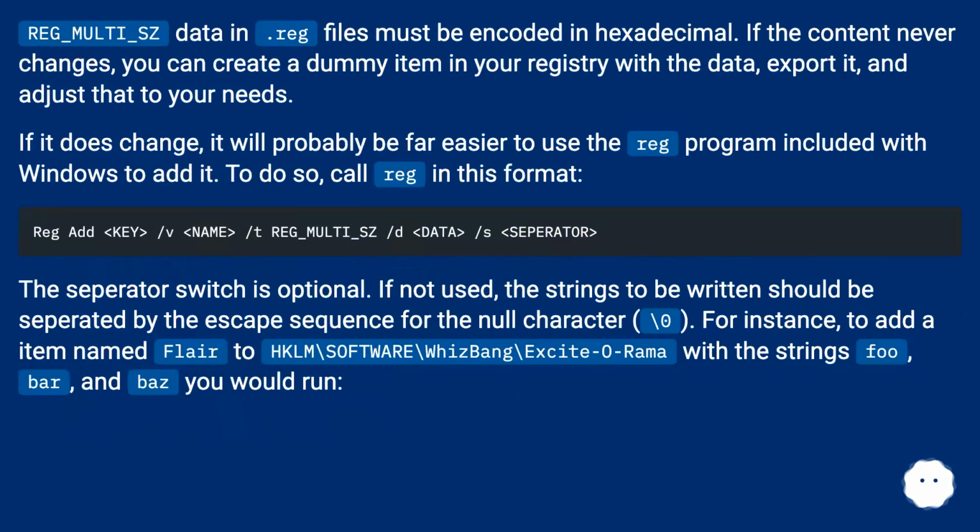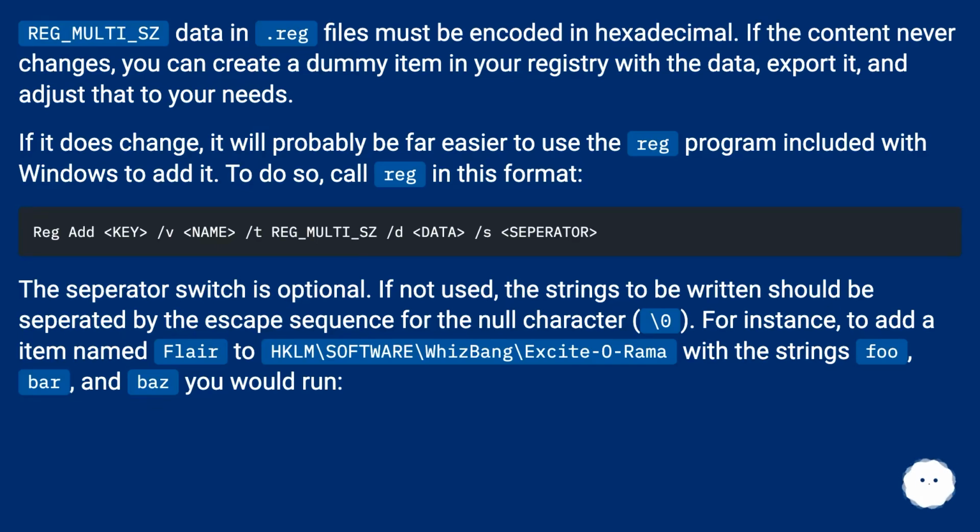REG_MULTI_SZ data in .reg files must be encoded in hexadecimal. If the content never changes, you can create a dummy item in your registry with the data, export it, and adjust that to your needs. If it does change, it will probably be far easier to use the reg program included with Windows to add it. To do so, call reg in this format.